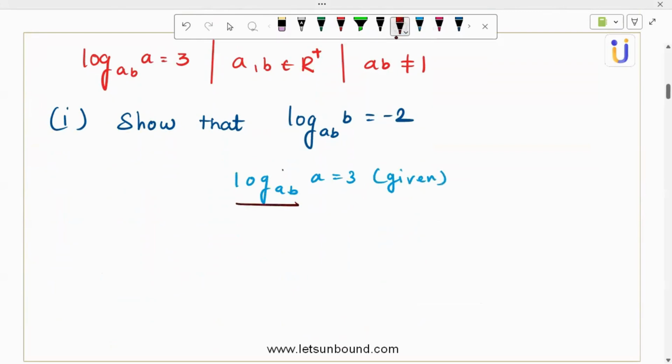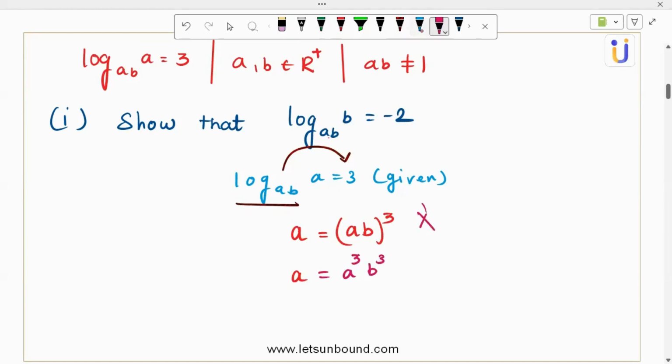Now, let me check log AB, simplifying, right? So log AB to the other, so I will get A is equal to AB whole raised to the power 3. Let me simplify. And I am looking for log with base AB, but the input should be pure B. So we are going to approach this by making B the subject. So, A cubed, B cubed.